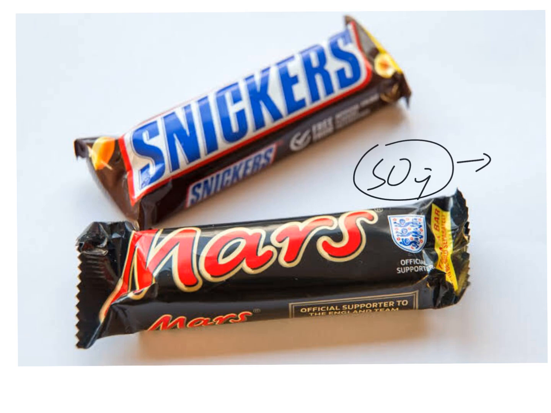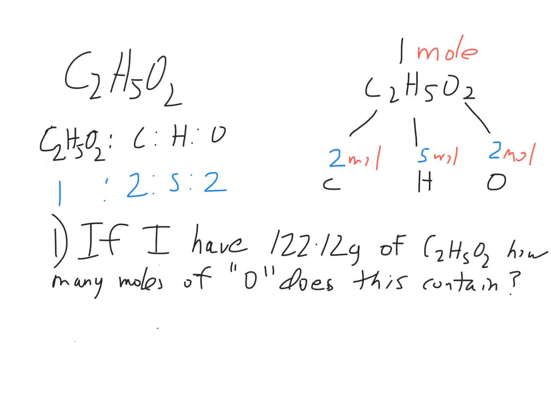It's much the same when you're dealing with moles. So if I had a question like this, if I have 122.12 grams of the whole thing, how many moles of oxygen does this contain? What I've got to do is work my way into moles. I can't apply this ratio to grams. So what I've got to do is use my molar mass calculation. Remember, number of moles equals mass over molar mass. I'd have to go off and work out the molar mass of this substance. In this case, I'll save you the trouble.